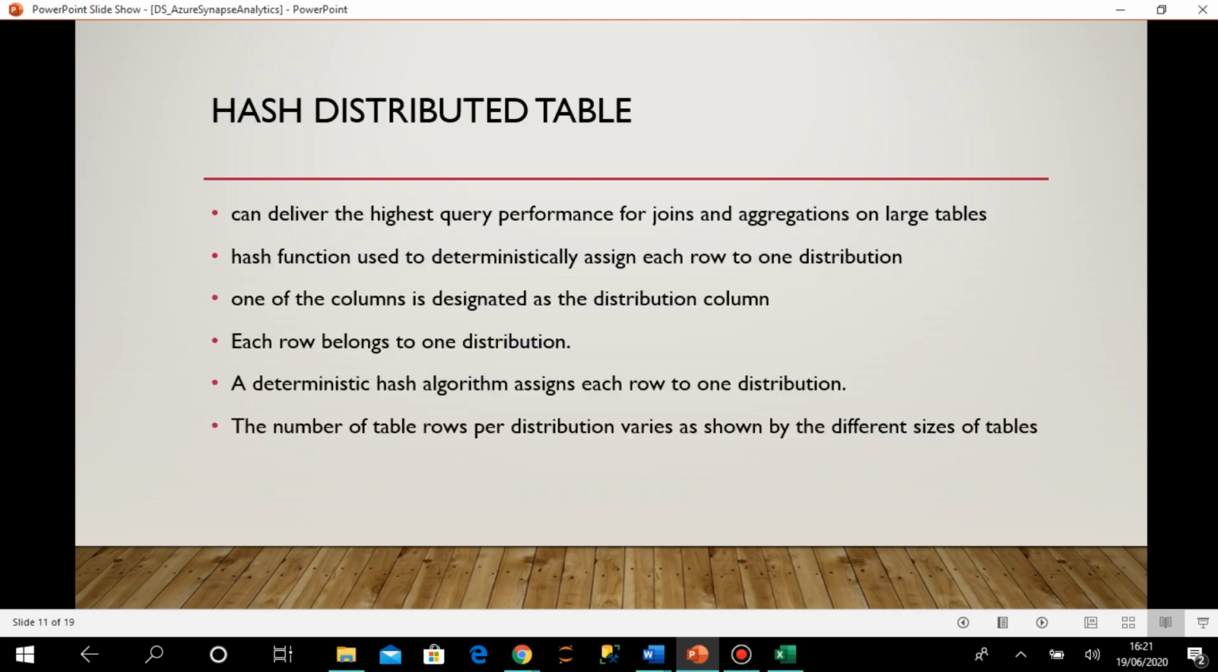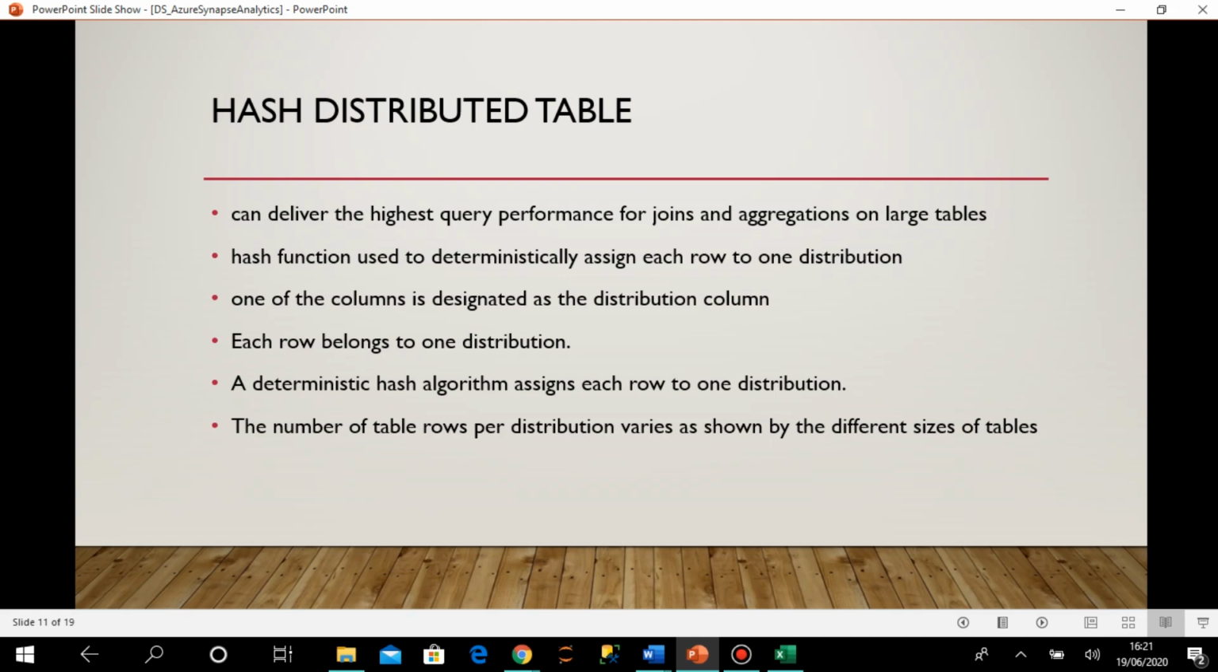So first we are going to discuss the hash distributed table. It can deliver the highest query performance for joins and aggregations on large tables. So hash distribution is mostly efficient for large tables. Here there is a hash function which is used to deterministically assign each row to one distribution. So there is a set of records, and how these records are going to be distributed is based on this particular hash function, and it is mostly applicable for large tables.